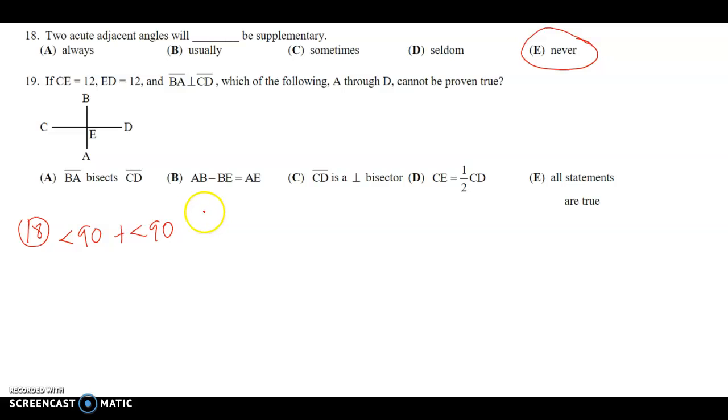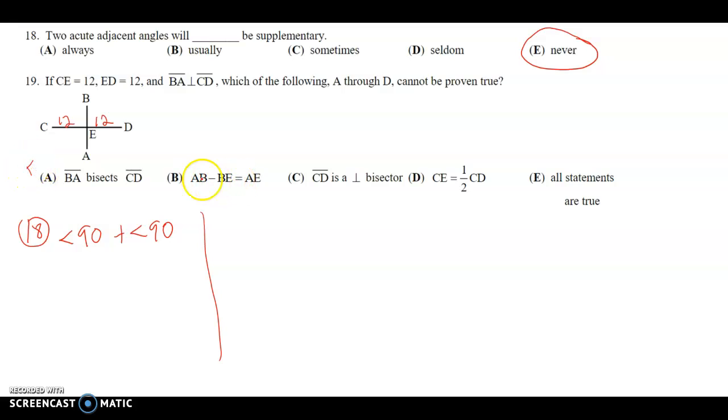Moving on to number 19. CE is equal to 12, so let's label that. ED is equal to 12. So we must have a bisector there. BA must be a bisector. BA is perpendicular to CD, so it's a perpendicular bisector. Which of the following cannot be proven? Okay, BA bisects CD because they're both 12. We said that's true, so this is true.